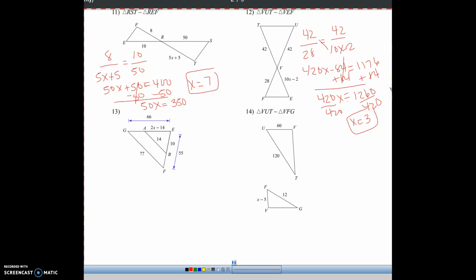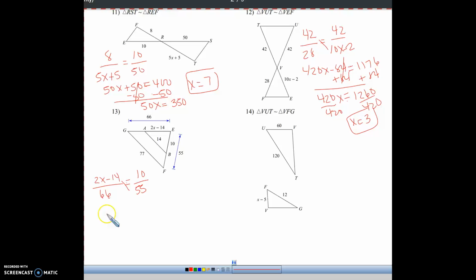Okay, on 13, we'll do the same thing. My sides are proportional. So I've got two triangles. I got the smaller one, AEB, then I have the larger one, GEF. Okay, so it doesn't matter if you go from the big to small or small to big. Does not matter. I'm going to start with the small, 2x minus 14. Its corresponding side is the big line all the way, which is 66. Equals, still from the small, 10 over the whole thing, 55.